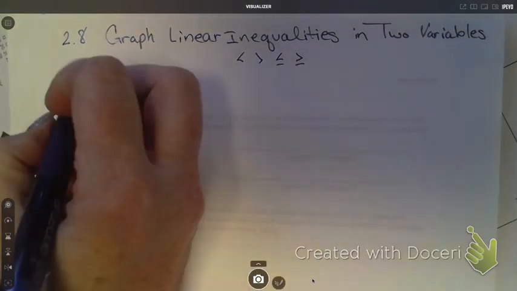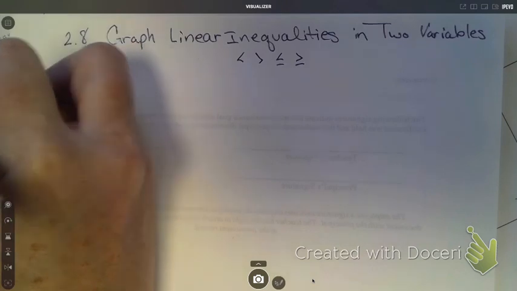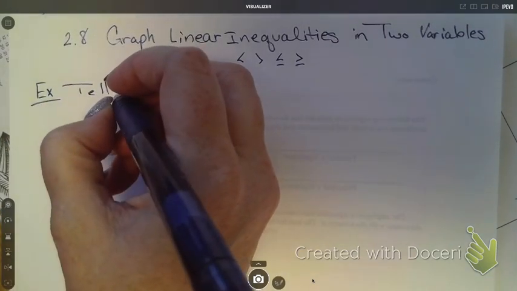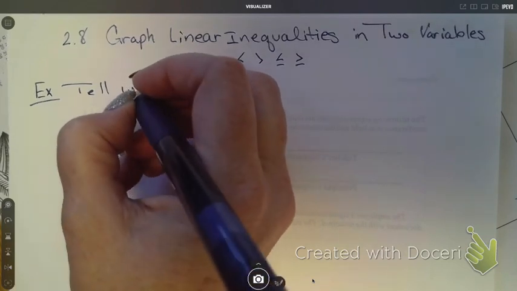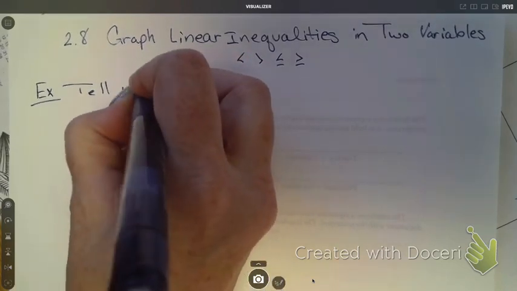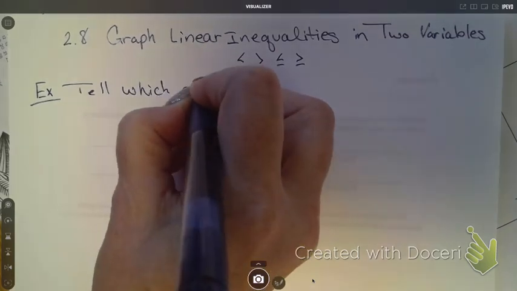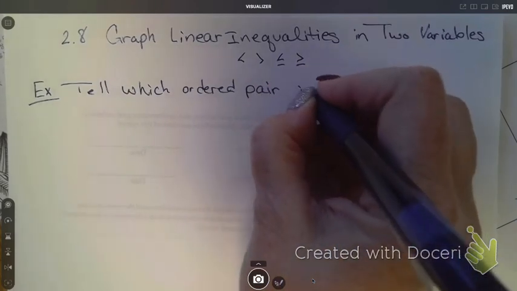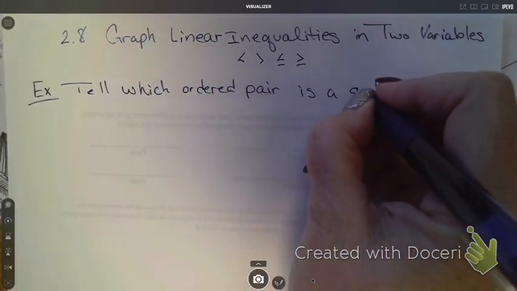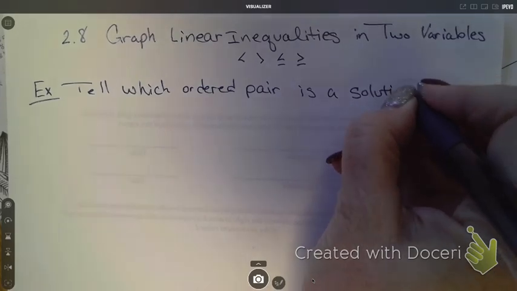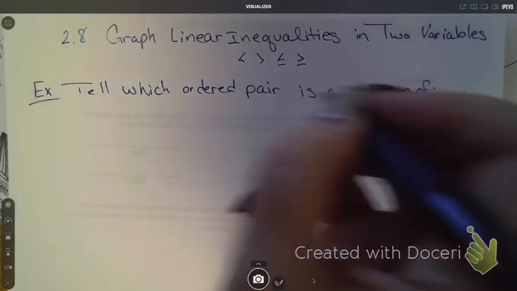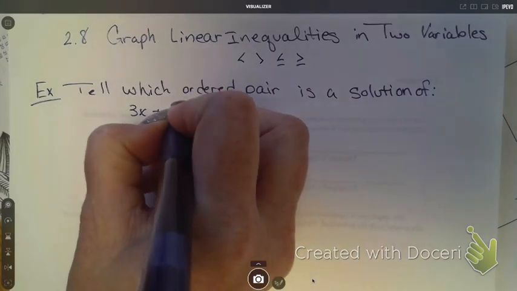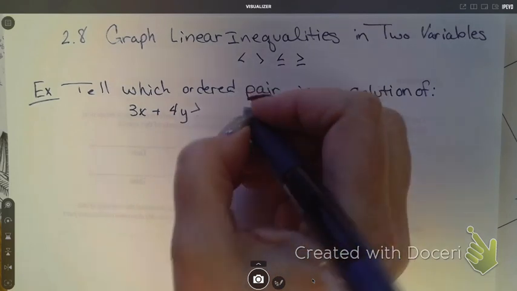Okay, so the first example is: tell which ordered pair is a solution of 3x plus 4y is greater than 8.